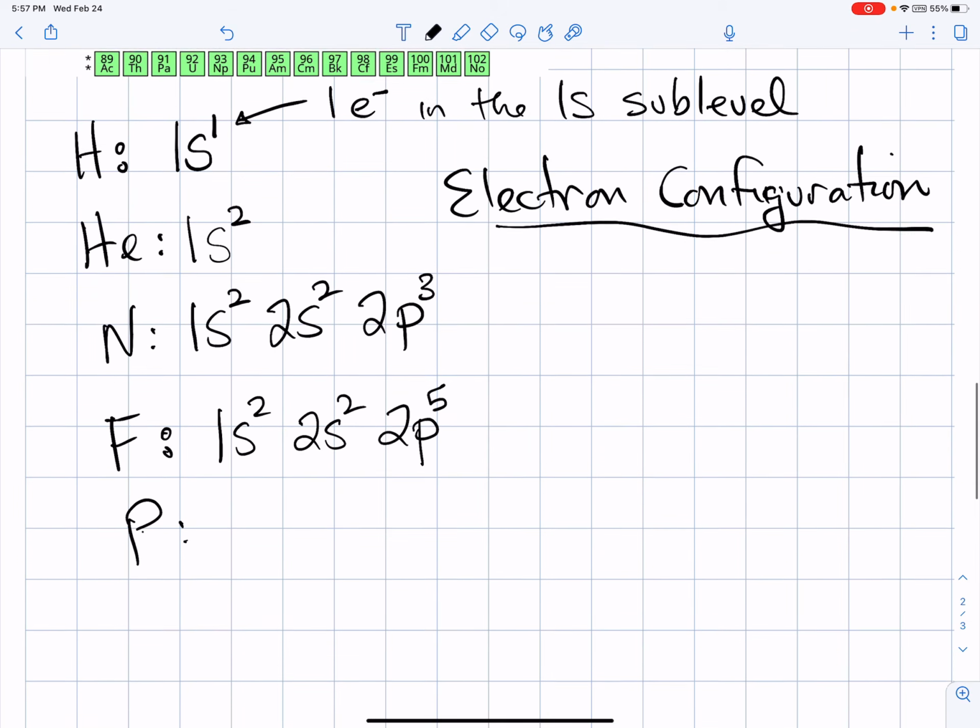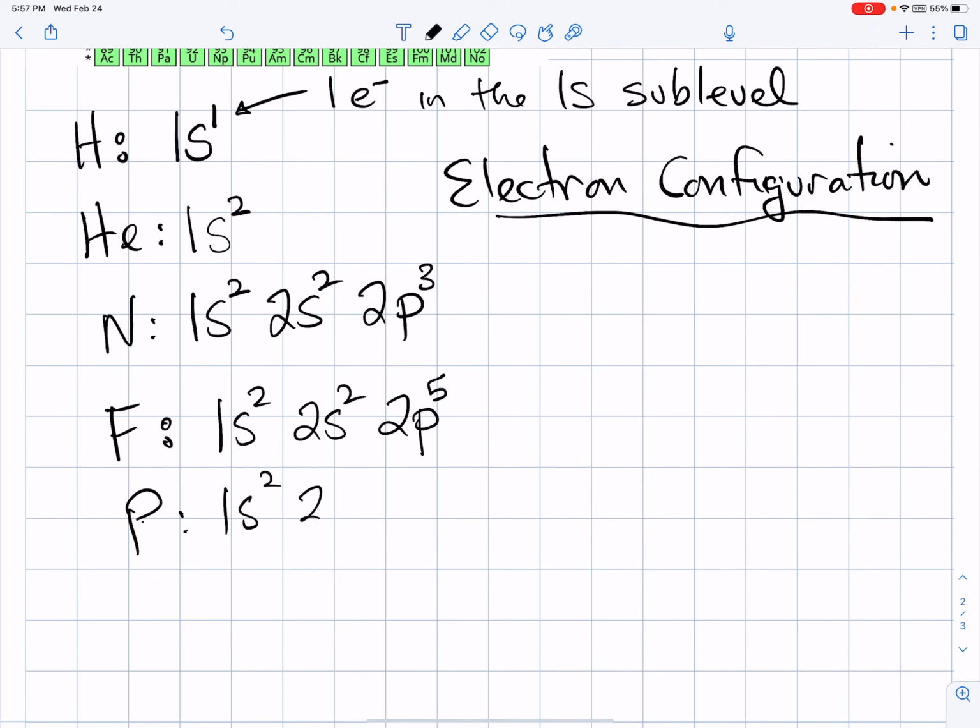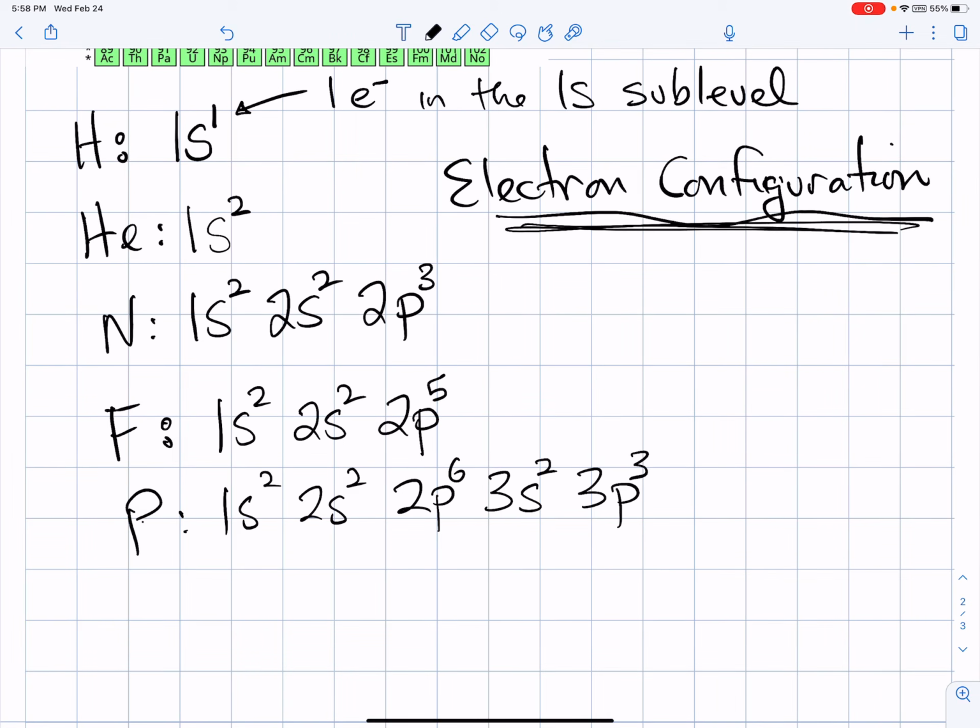1s2, 2s2, 2p6, 3s2, and 3p3. Phosphorus has 3 plus 2 is 5, plus 6 is 11, plus 2 is 13, plus 2. There are 15 electrons total, and we've described where they are in the different sublevels. That's the electron configuration for phosphorus.